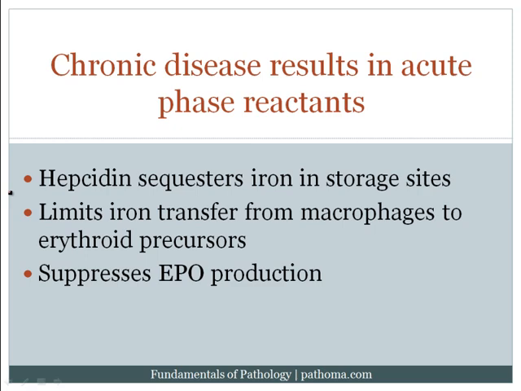One of those acute phase reactants is called hepcidin. And what hepcidin does is it sequesters iron within storage sites so that it cannot be used. So hepcidin has the ability to lock iron into its storage sites, prohibiting iron from being transferred to other cells. So this limits the transfer of iron from the macrophages to the erythroid precursors.